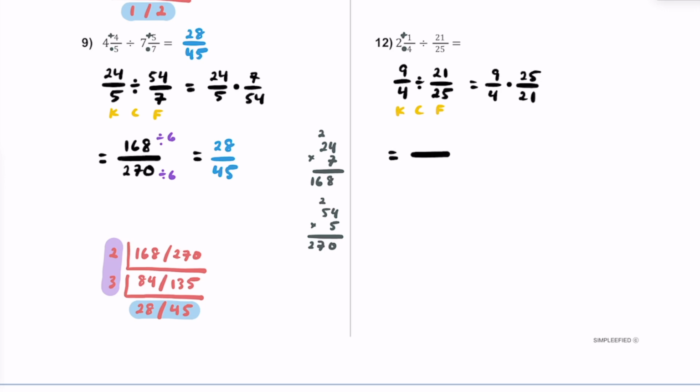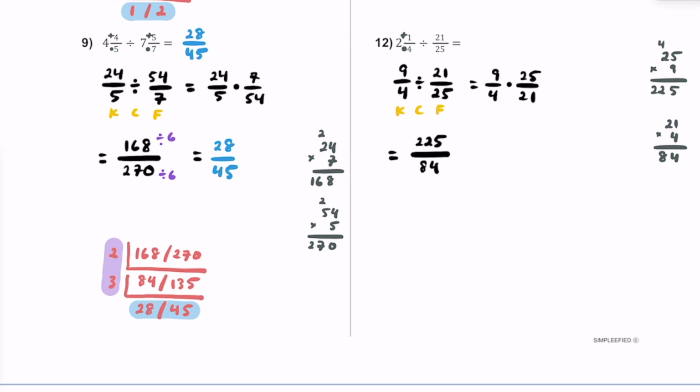All right, let's see what the numerator is going to be. We have 25 multiplied by 9. And let's see, 5 times 9 is going to be 45, carry the 4. 9 times 2 is 18, plus the 4 is going to be 22. So we're looking at 225 for the numerator. Okay, and then for the denominator, we have this 21 times 4. So 21 times 4, 4 times 1 is going to be 4, and 4 times 2 is 8. So we're looking at 84 down here.